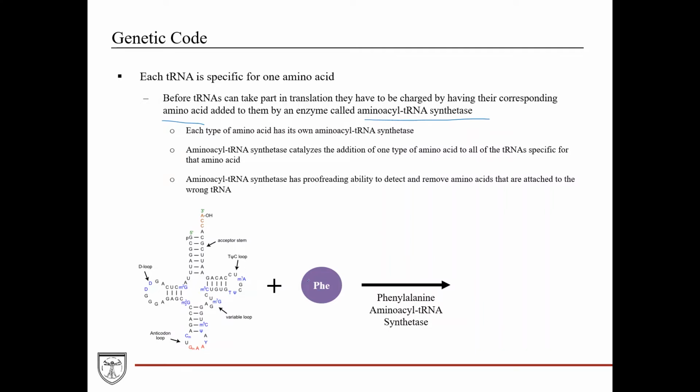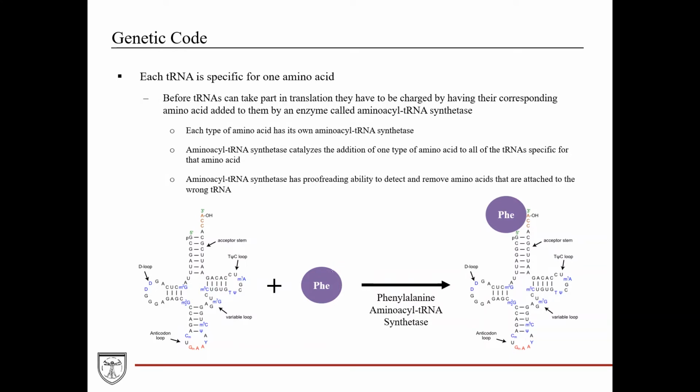So here we have phenylalanine, which corresponds to this anticodon. You need to get this phenylalanine onto this tRNA so that it can become charged, right? And then be primed and ready for translation. So you have phenylalanine aminoacyl tRNA synthetase, which recognizes phenylalanine, it recognizes the tRNA and brings them together. So it'll catalyze the addition of this amino acid to the tRNA, just like we show here. And so now it's charged and ready to be a part of translation.